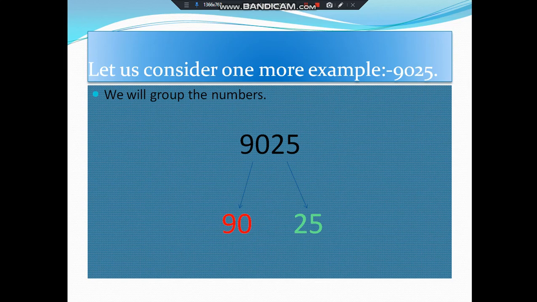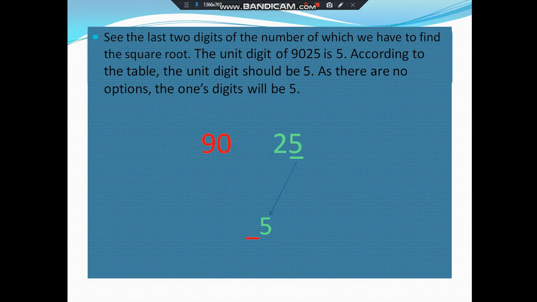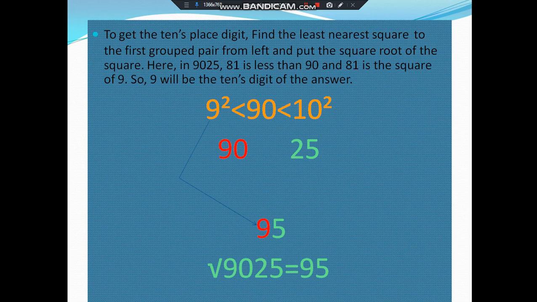Now to understand it more efficiently, let us consider one more example, 9025. Again we will group the numbers separately as shown. Then we will see the last two digits of the number of which we have to find the square root. Here the unit digit of 9025 is 5. According to the table, the unit digit should be 5. As there are no options, the ones digit will definitely be 5.